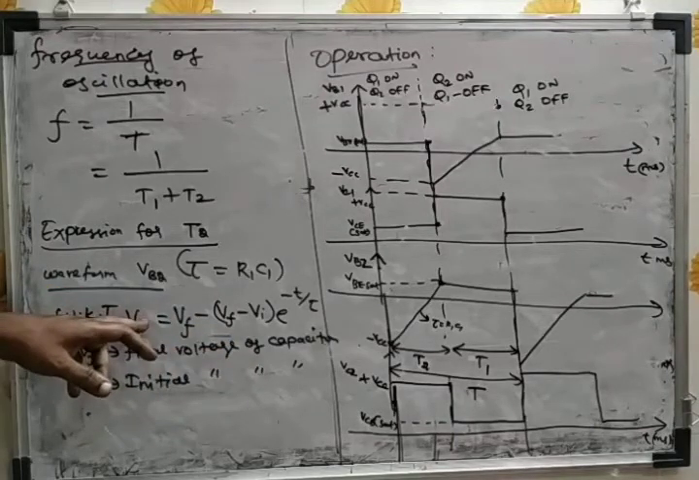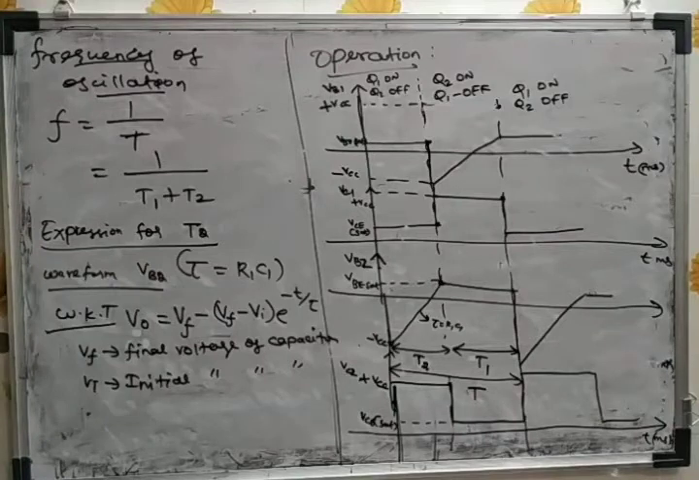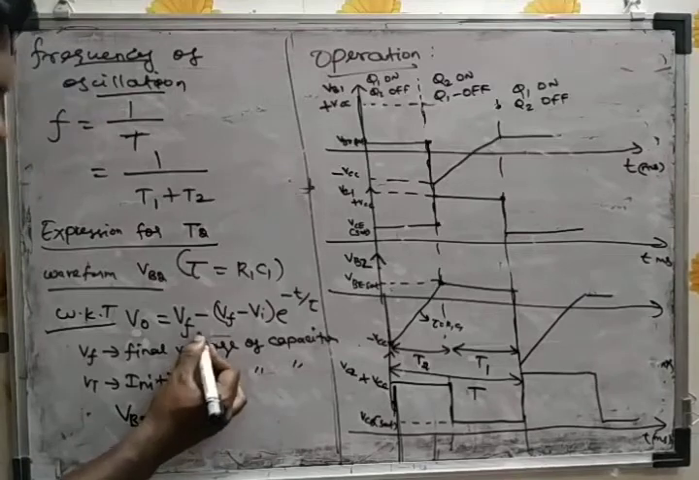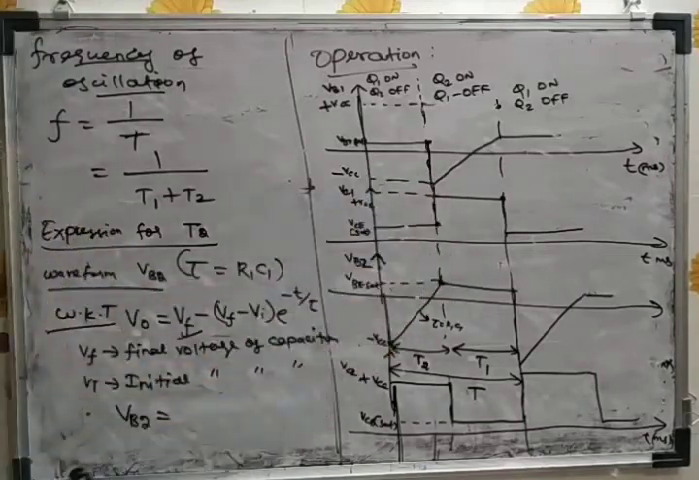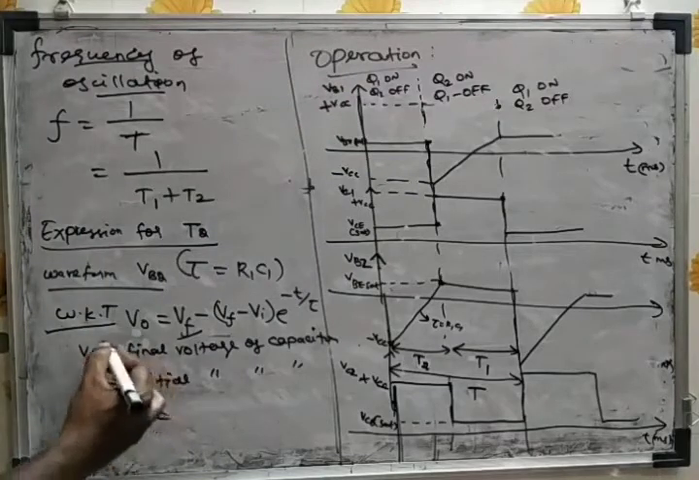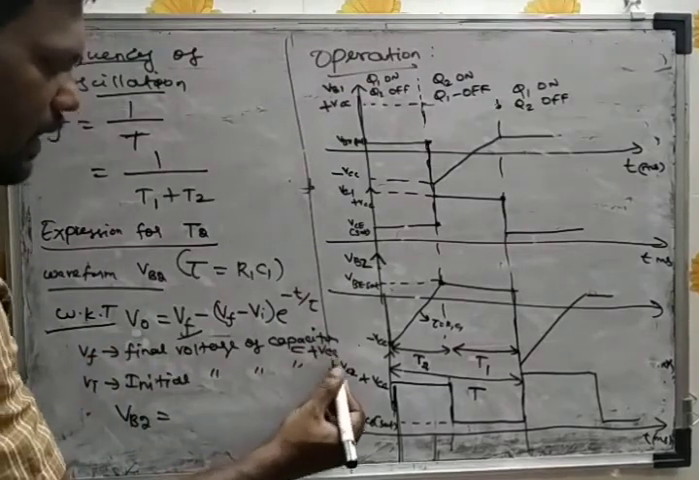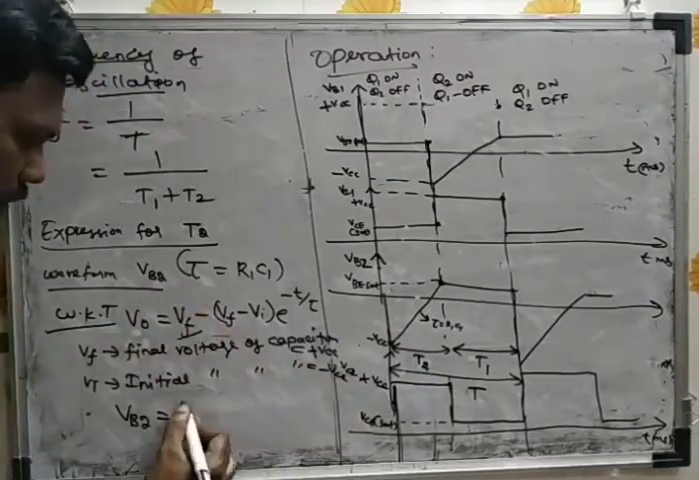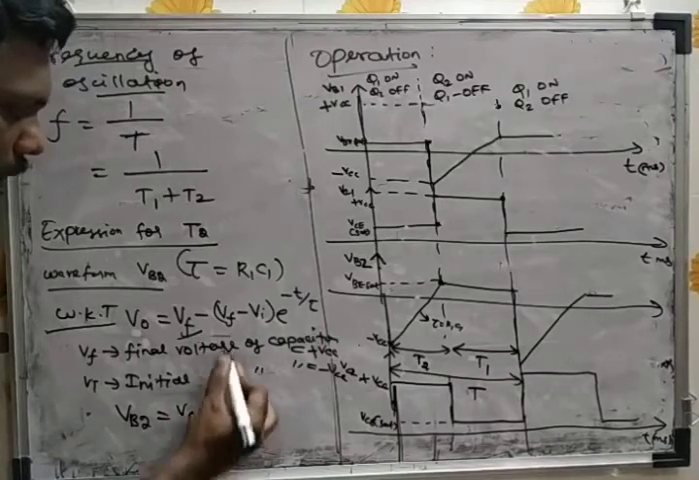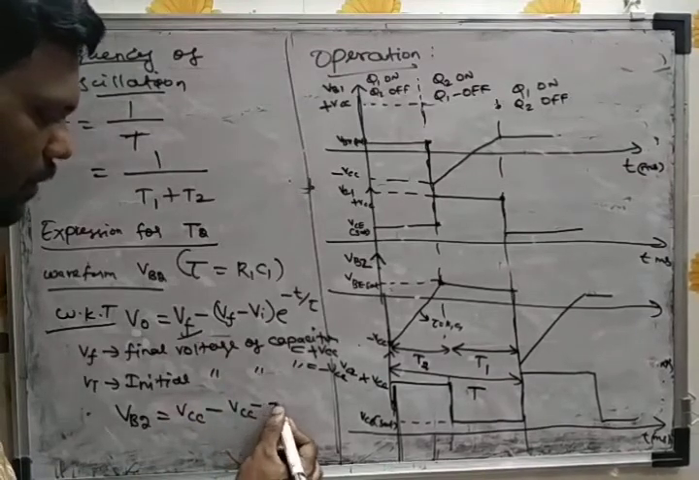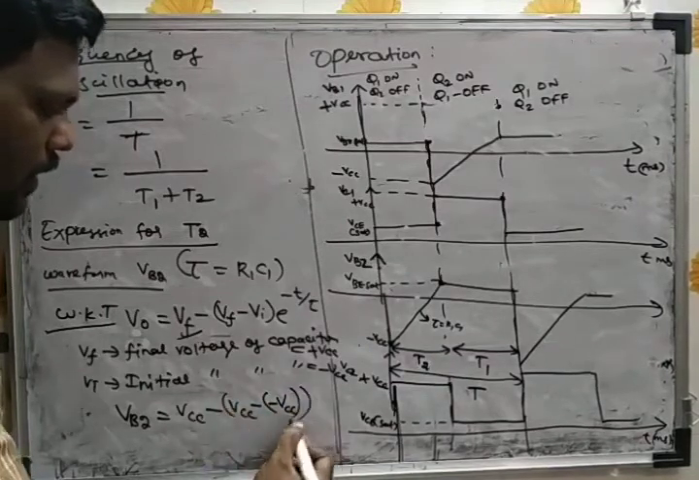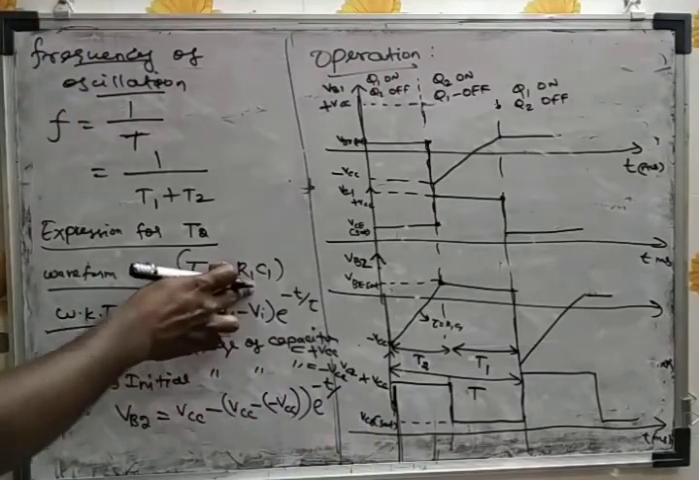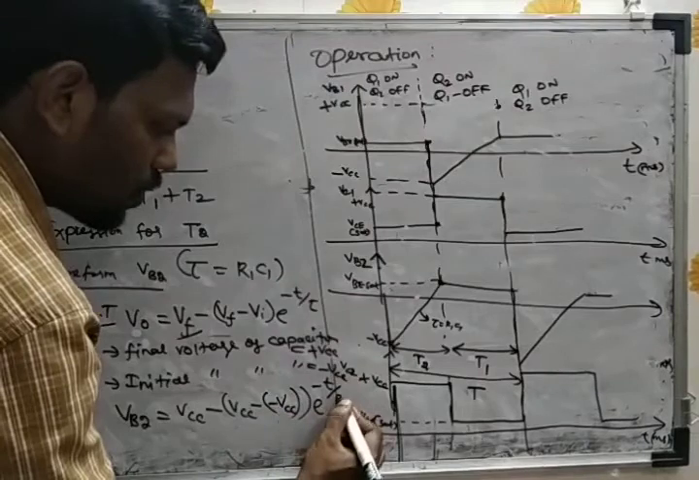If you are extending this equation to waveform VB2, instead of V0 we have VB2. The final voltage is, actually it is charging towards the value of plus VCC. So your final voltage is plus VCC, and the initial voltage will be minus VCC. So VB2 is equal to plus VCC minus, plus VCC minus of minus VCC, into e power minus t by tau. Your tau is equal to R1 C1.